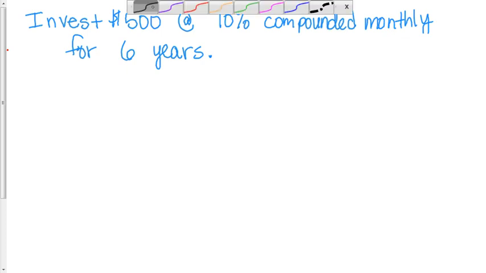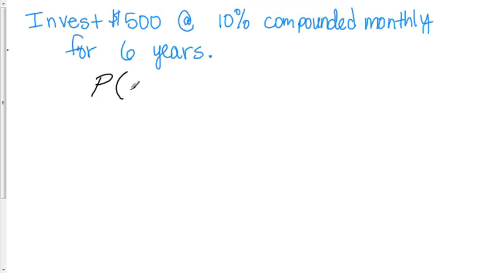And our formula for this would be taking your initial value, which we'll call the principal, and then 1 plus the percent over the number of compounds in a year. And then the exponent is going to be the time multiplied by the number of compounds.